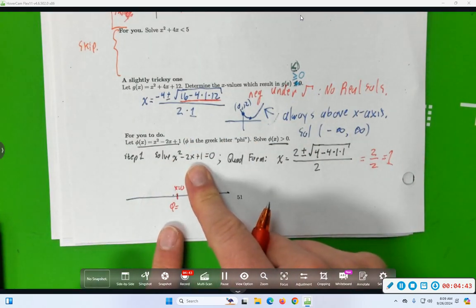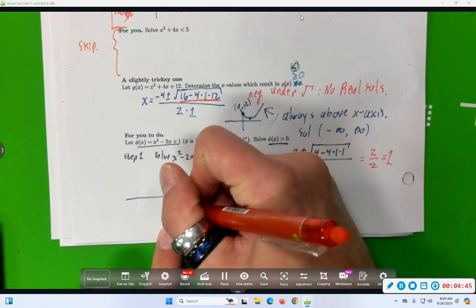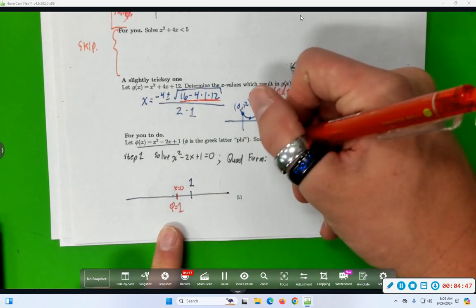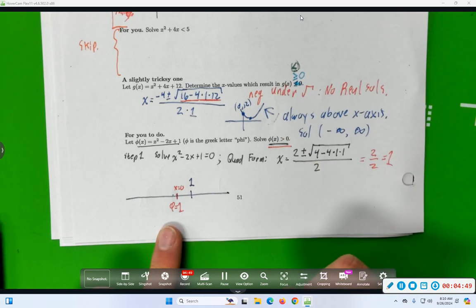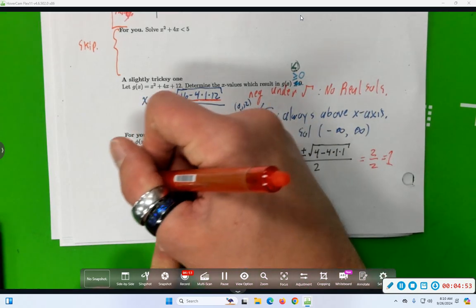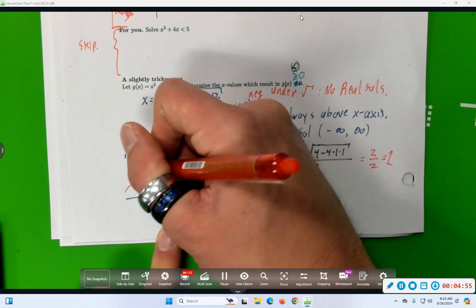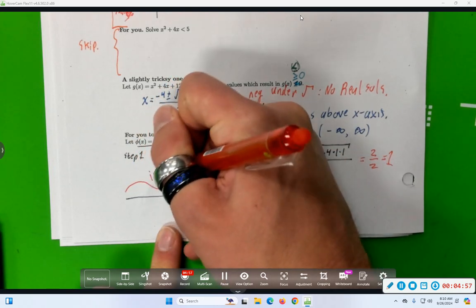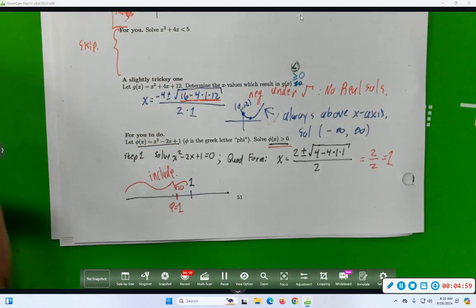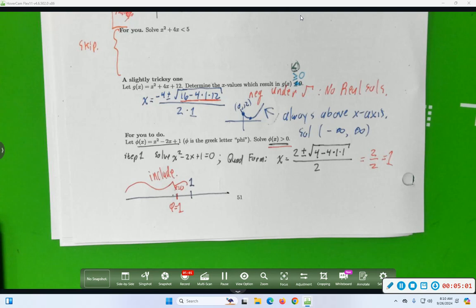I think 1. Nice. I want to solve phi of x strictly bigger than 0. Does that satisfy the inequality? All right. So that looks like everything to the left of 1 should be included. And you might be tempted to say, well, that means that everything to the right of 1 is probably excluded. It should probably change. But, you know, to be intellectually honest, you have to check.